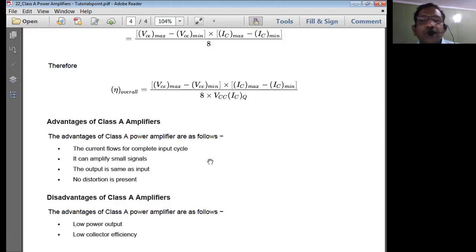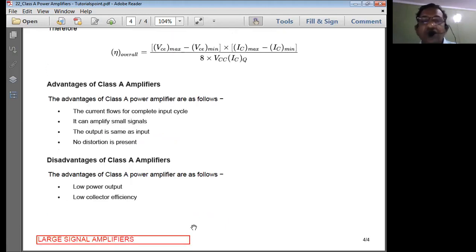Now the current flows for the complete input cycle. That means the analysis is simple, the circuit is simple. But the major drawback is, what is the main purpose of a power amplifier? It should give more output power. But unfortunately, because of this construction, it is giving a low output power. That is the greatest drawback of this type of amplifier circuit.